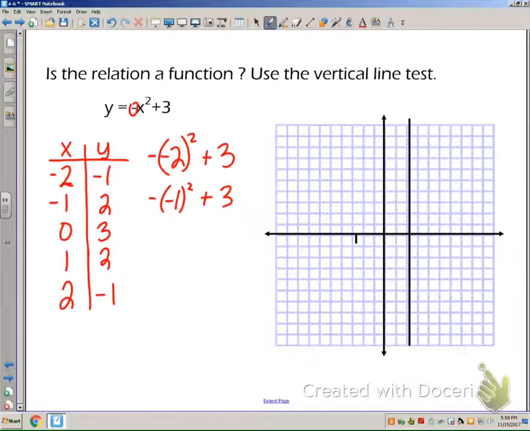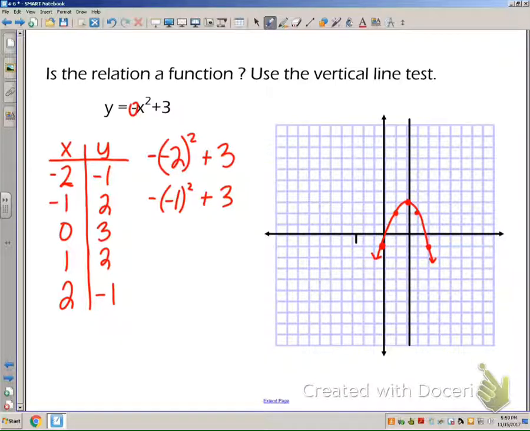So I'm going to go over -2 down to -1. I'm going to go over -1 up 2. I'm going to go over 0 up 3. And then I can reflect across the line of symmetry, which you will learn about later this year. And just going to throw this out there.